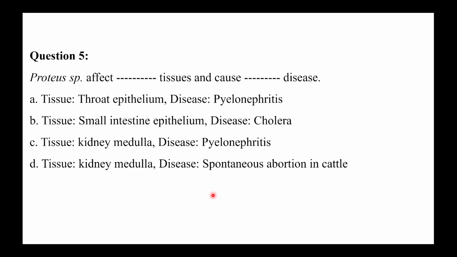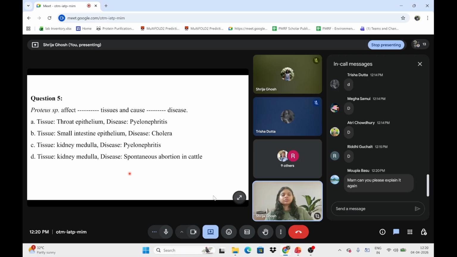Proteus species affect dash tissue and cause dash disease. The options are: option A, tissue is throat epithelium and disease is pyelonephritis. Option B, tissue is small intestine epithelium, disease is cholera. Option C, tissue is kidney medulla, disease is pyelonephritis. And option D, tissue is kidney medulla and disease is spontaneous abortion in cattle. Proteus species affect dash tissue and cause dash disease. Which tissue?